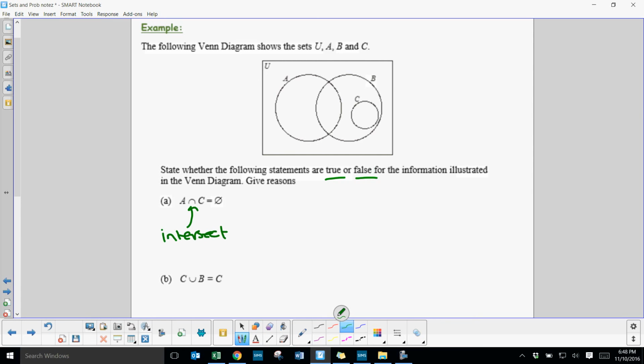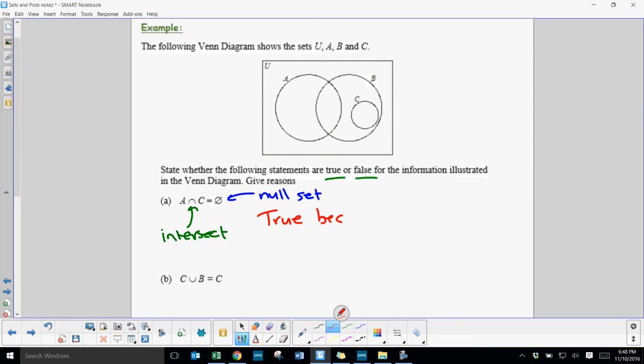And they're saying that the intersect is equal to this symbol. So this symbol means the null set, or empty set, sometimes they call it. So if they're saying that the A intersect C equals the null set, what they mean is that there is no intersect of A and C. So look at the diagram. Is there any intersect between A and C? No, there's not. They're completely separate. They're like disjoint sets. So it's true, and you have to give reasons.